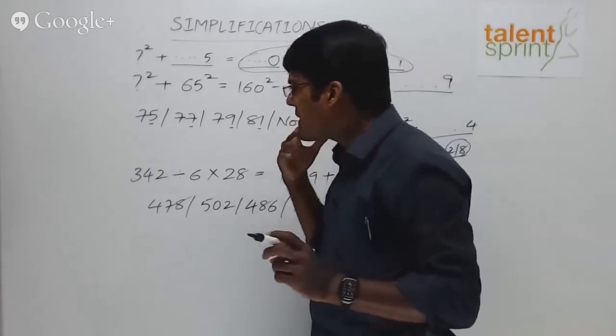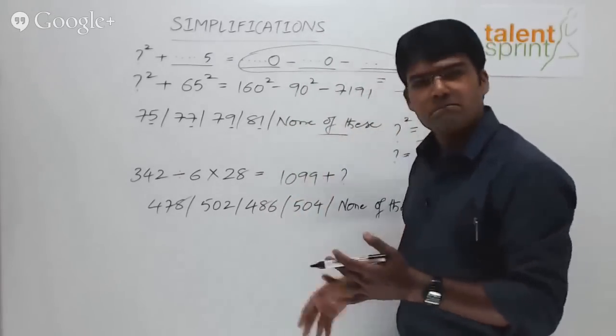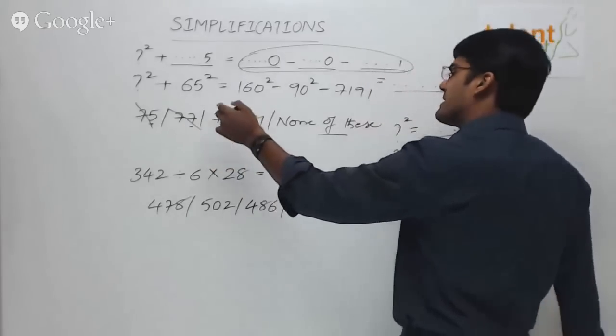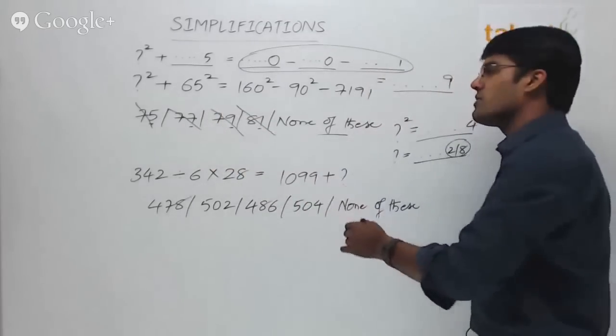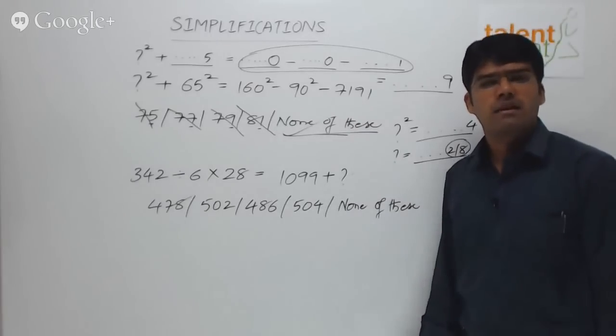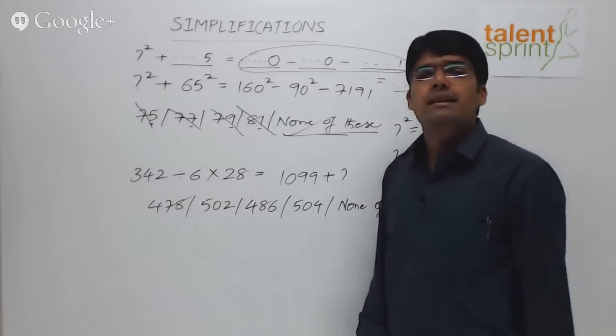Look at the options. First option, 75. Not possible. It should either end in 2 or 8. 77, not possible. 79 is not possible. 81 is not possible. I am 100% sure that fifth option, none of this, is the correct answer. Even you are right. Those who all have got 78 are also correct.